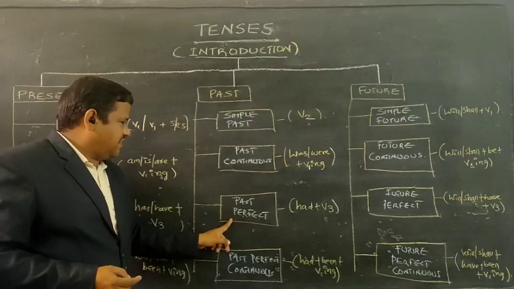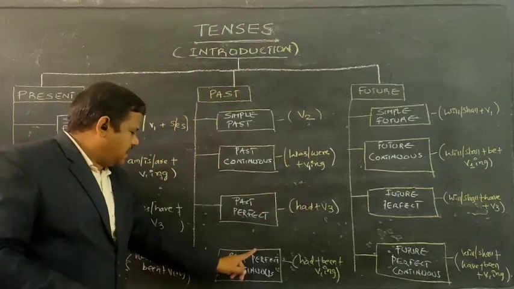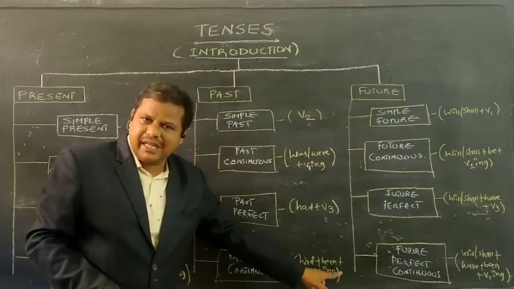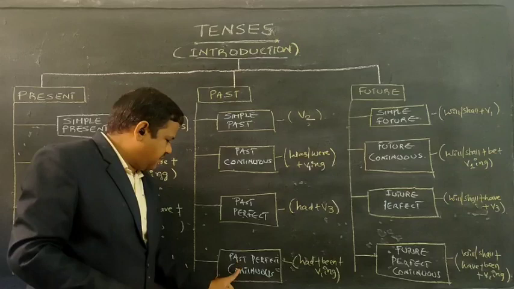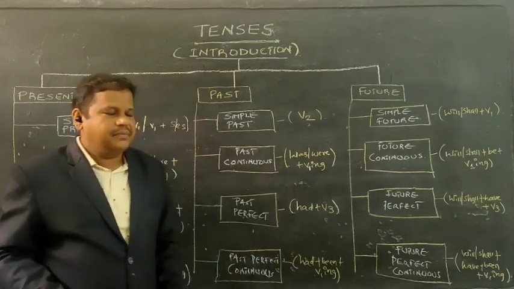Even the past perfect form, we are going to use had plus V3 form. Past perfect continuous form, we are going to use had plus been plus V1 ing form.